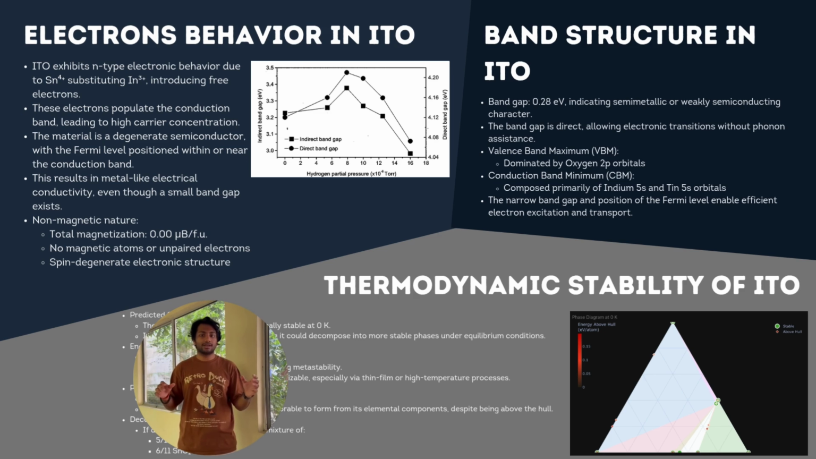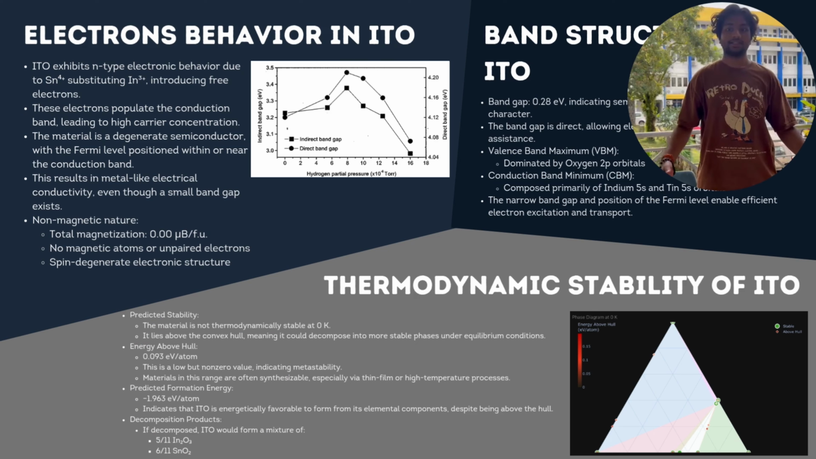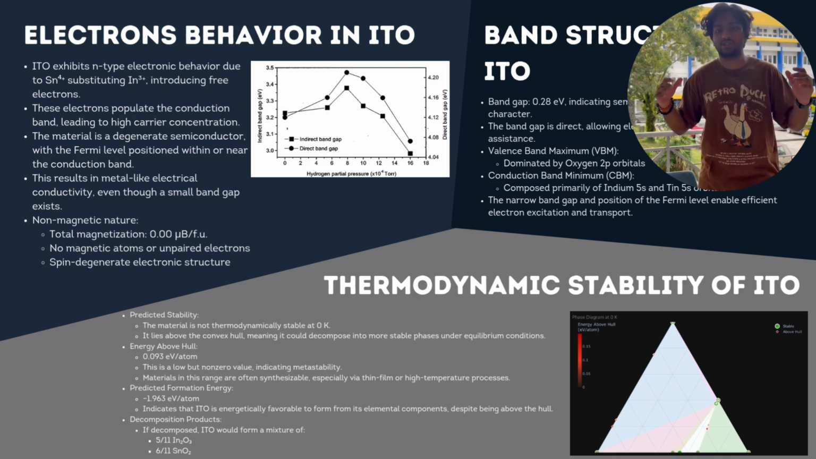The valence band is composed of oxygen 2p orbitals, while the conduction band is mainly from indium and tin 5s orbitals. This electronic arrangement supports efficient charge transport while maintaining optical properties. Lastly, let's discuss thermodynamic stability. From the phase diagram, In₂O₃ has an energy above hull of 0.093 eV per atom, which means it's metastable.